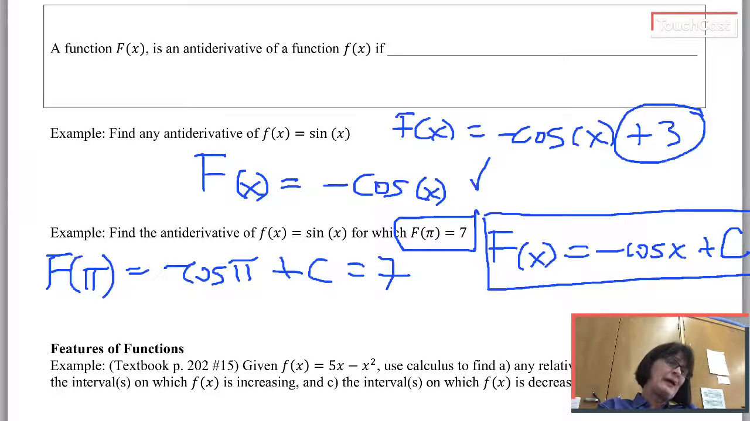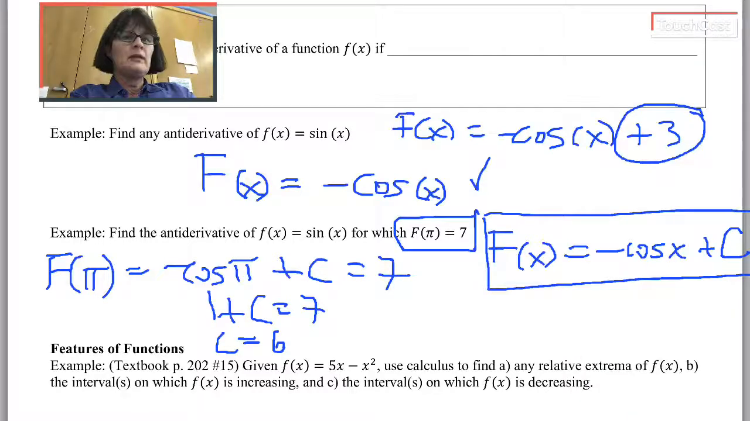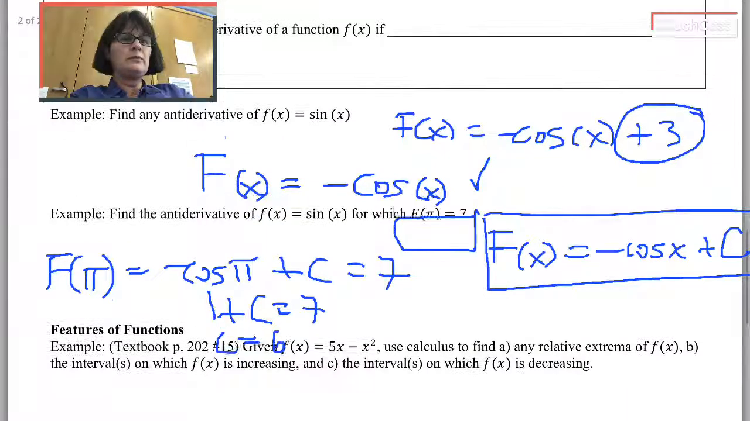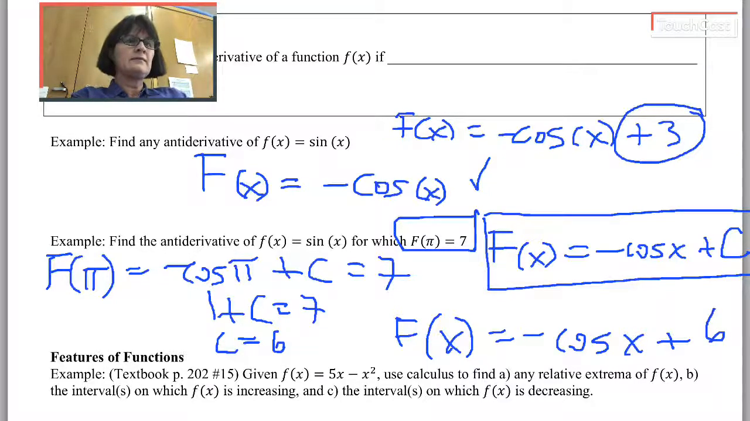Well, the cosine of pi is negative 1. So negative cosine of pi is negative negative 1, which is positive 1, plus c equals 7. That tells me that c must equal 6. And now I can write my final answer. The answer for this example, I would say, f of x is negative cosine of x plus 6.